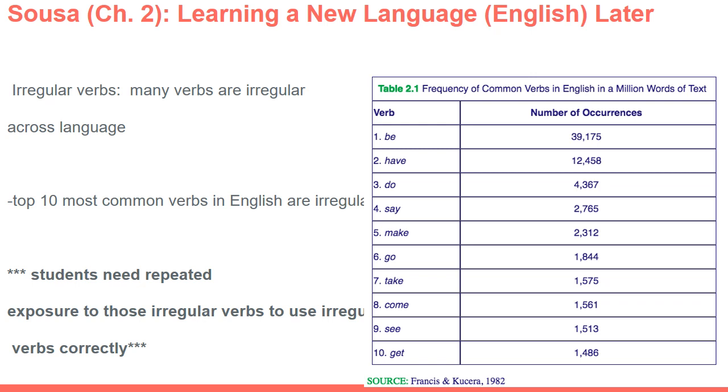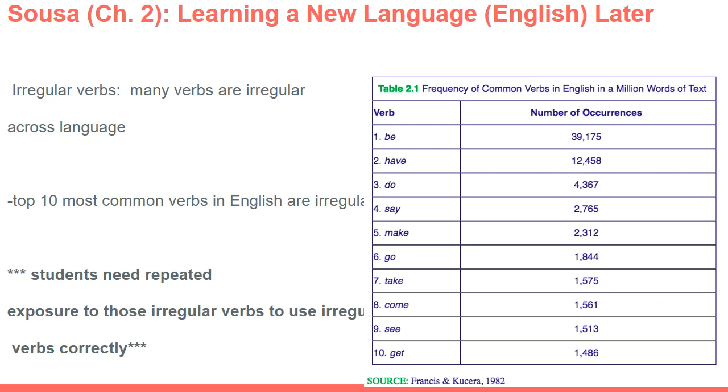Another thing to note is that, unfortunately, in many languages, irregular verbs play a large role. If you look at the top 10 most common verbs in United States English that we use, they are irregular. And that's what the chart shows you right there. So basically, they don't follow the standard forms that we use when they shift from present to past tense.